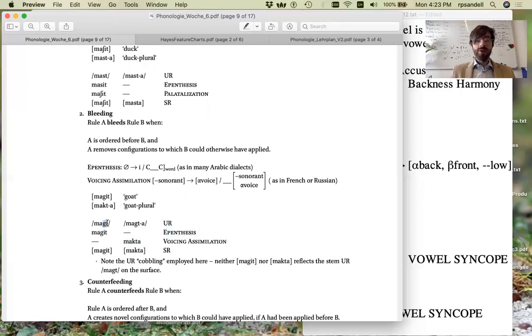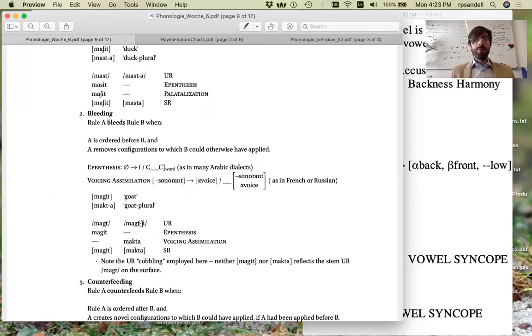So here we have an underlying sequence ga, ta, at the right edge of the word. So an E is inserted, and now the result is that this voiced velar stop ga no longer immediately precedes a voiceless coronal stop ta. And so the underlying voiceless value remains the same.